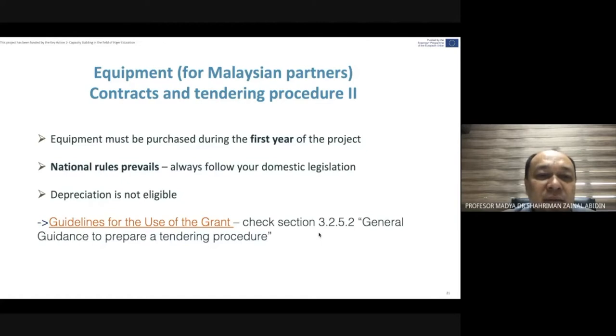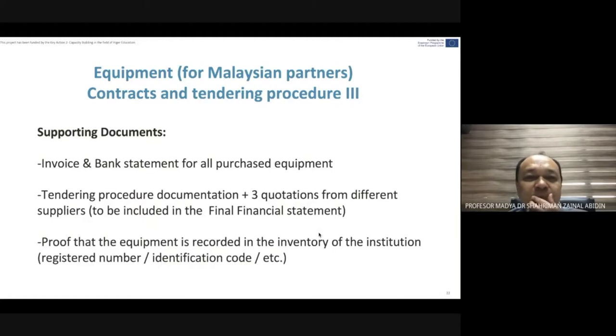And then this operation is not eligible. Guidelines for the use of the grant. Check 3.2.5.2, general guides to prepare a tendering procedure. There is a guideline that we have to follow.